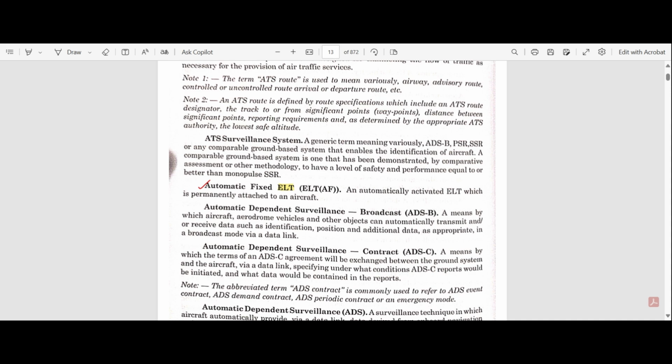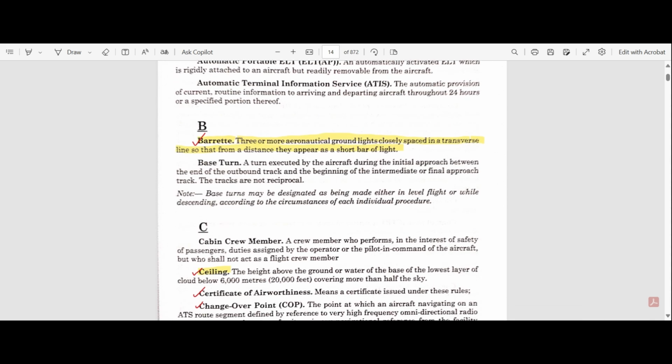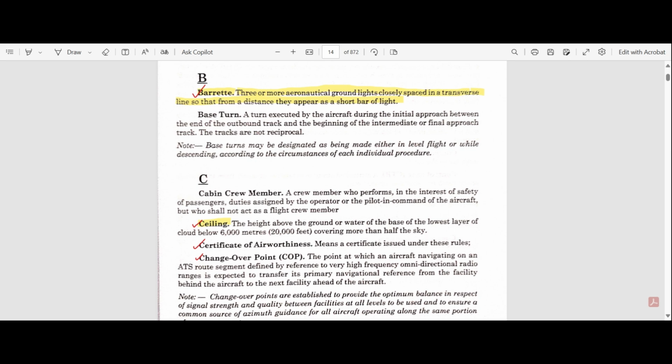Then we come over to Bravo. So we need to know bar. What is a bar? When three or more ground lights in an aerodrome are closely spaced in transverse or horizontal axis such that from a certain distance it appears as if there is a short bar of light, that is known as a bar.